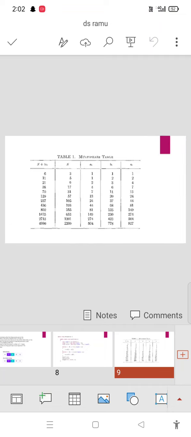Table: multiphase table 6 11 21 38 70 129 237 436 802 14 75 27 133 4990. N is equal to 3 5 9 17 31 57 105 193 355 6 53 12 and 1 2000. This is the multiphase table.